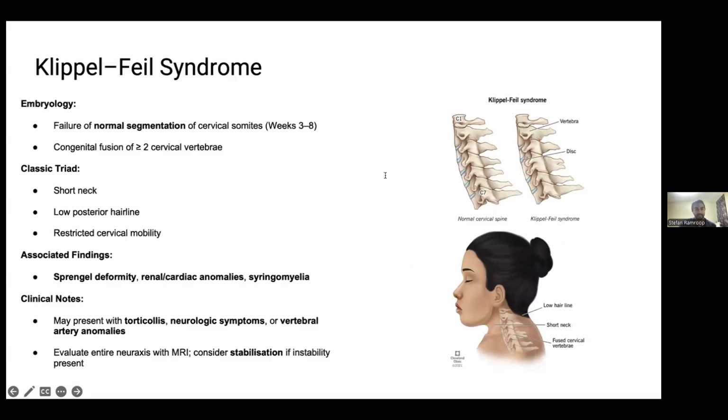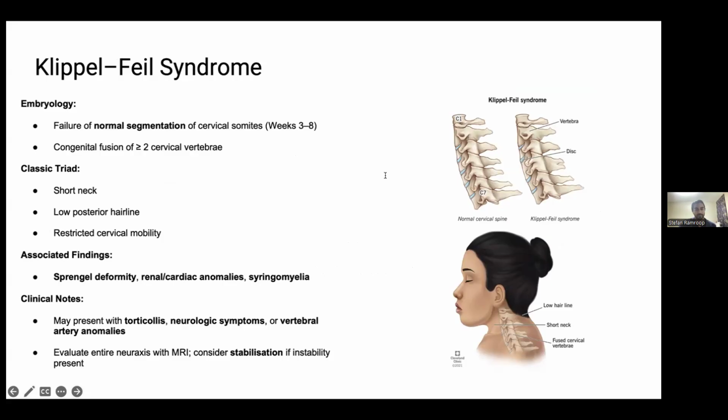Finally, Klippel-Feil syndrome. It's a classic example of segmentation failure involving fusion of two or more cervical vertebrae. It arises between weeks 3 and 8 when your cervical somites should separate, but they remain fused instead. Clinically, you can have a triad of short neck, a low posterior hairline, and restricted neck mobility, but only about half of these patients have all three features.